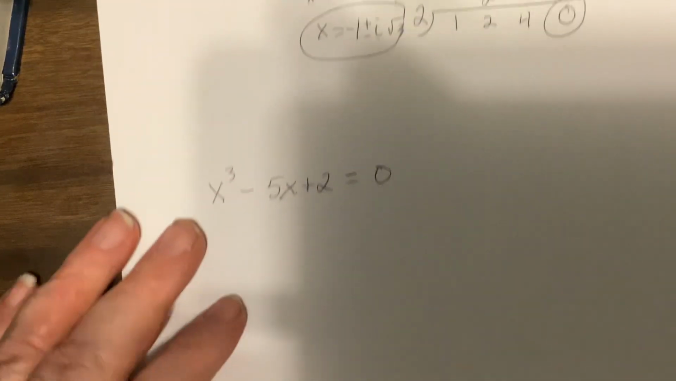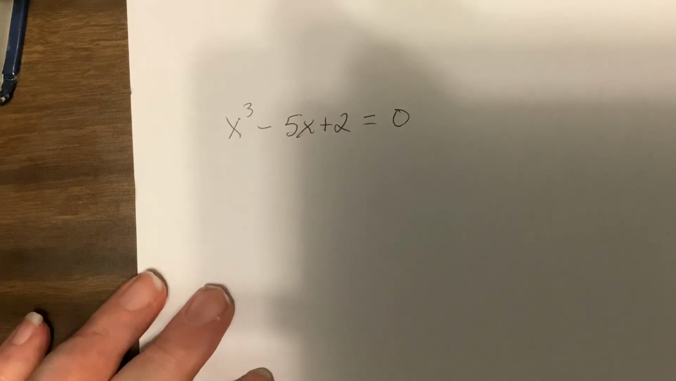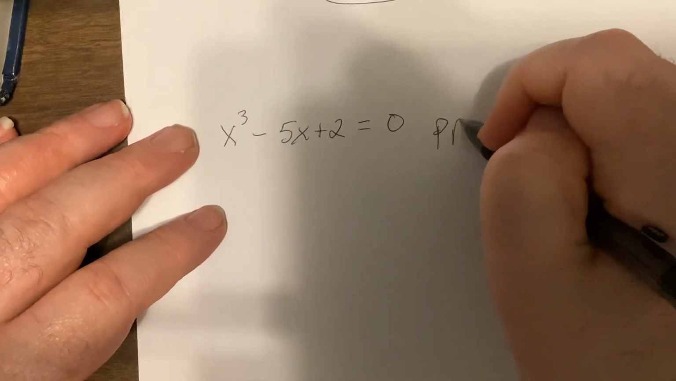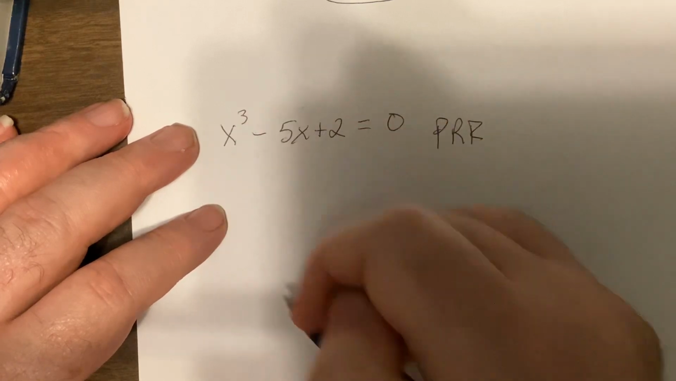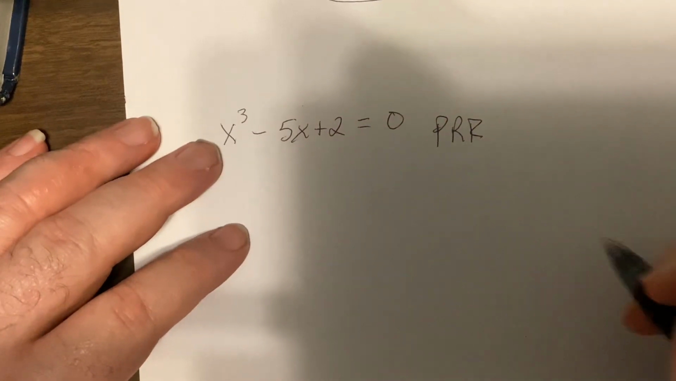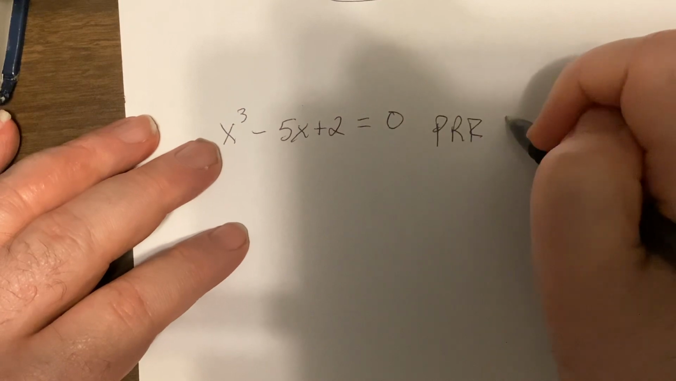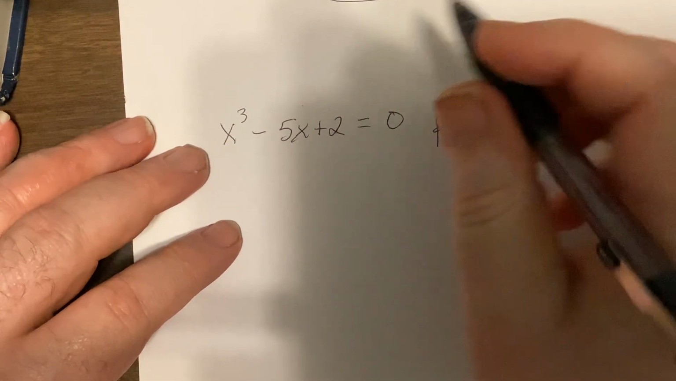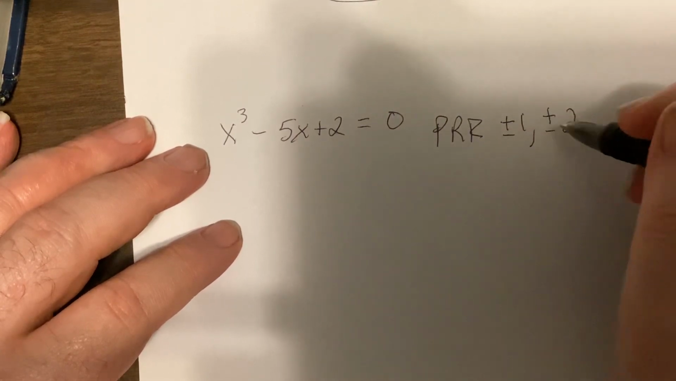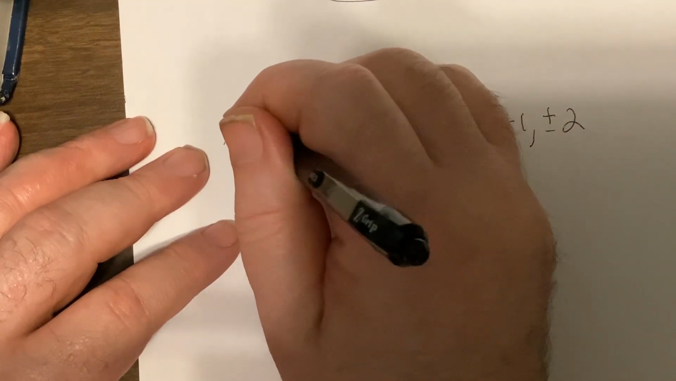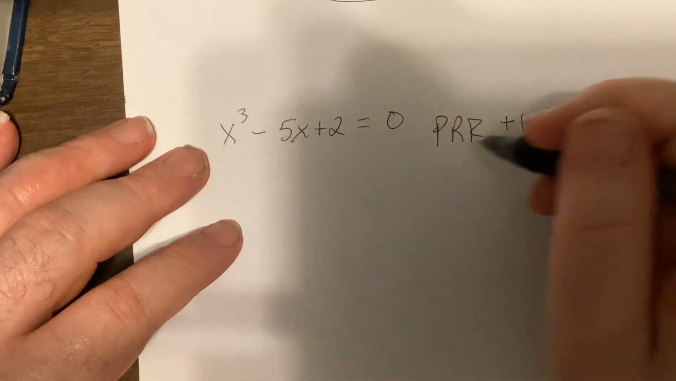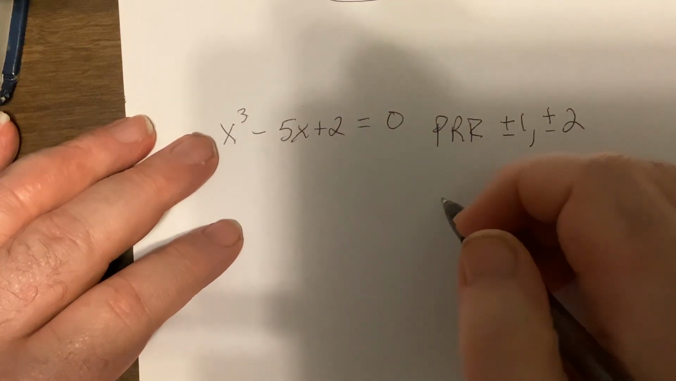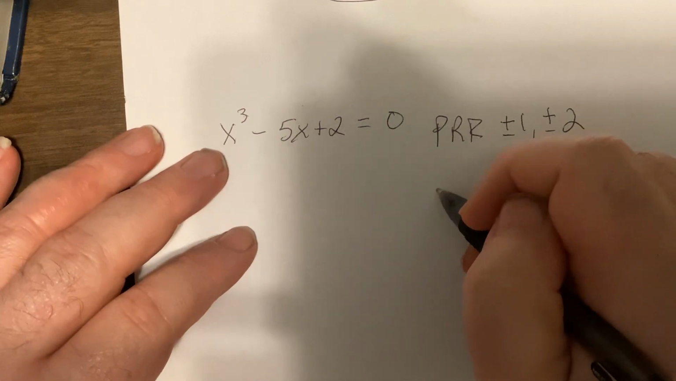Ho ho! I'm going to do one more with you. So, find the PRR. Now I made this pretty short. I didn't want to spend a half hour on one problem. The factors of 2 are plus or minus 1, plus or minus 2. So divide that by the factors of the highest power term's coefficient, which is 1, which doesn't change anything. There are 3 answers. So I'm going to start off with the number 2.